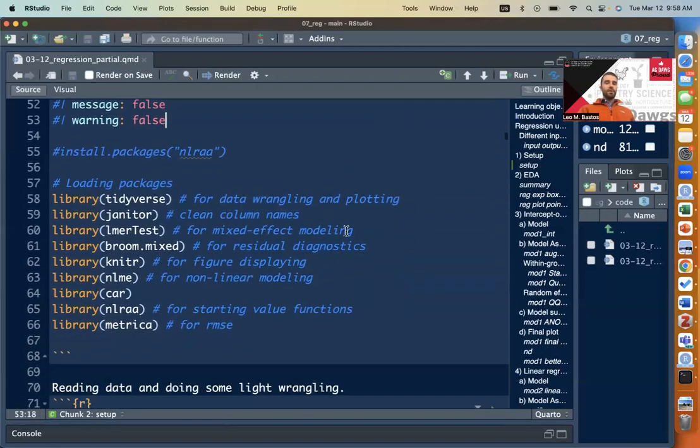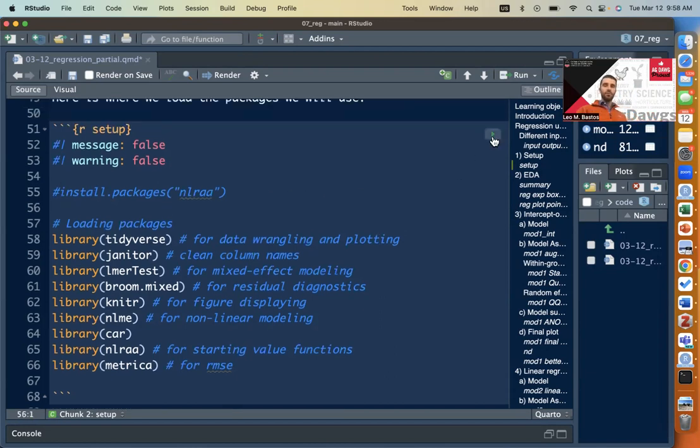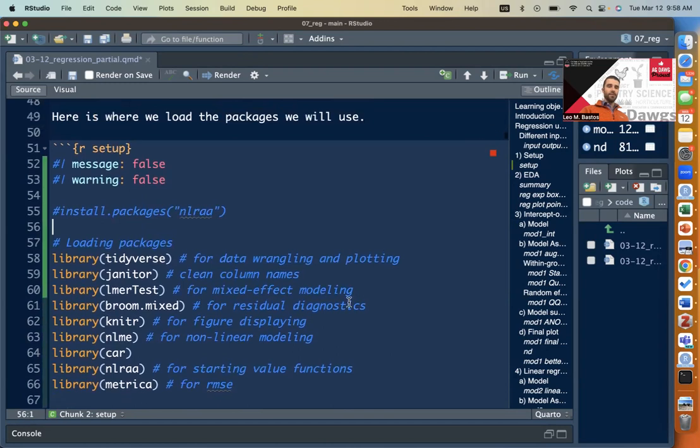Okay, so let's get started with our coding part of the exercise. I have one new package here for you. I believe that's the only new one that I left the code here for you to install. So if you just want to uncomment that, the package is called nlraa. You can install that and then comment it off so you don't have it active. And once you install it, you can go ahead and run this chunk to load all the packages we need.